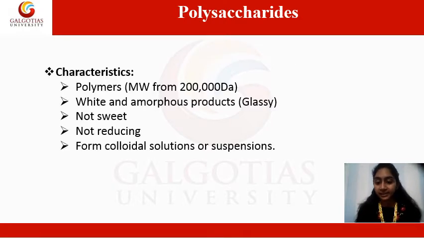What are the characteristics? Let's have a look. So these are polymers because they are made up of polymerization, and they are very large and have a very high molecular weight range starting from 2 lakh daltons. They are usually white and amorphous. They look glassy in appearance.